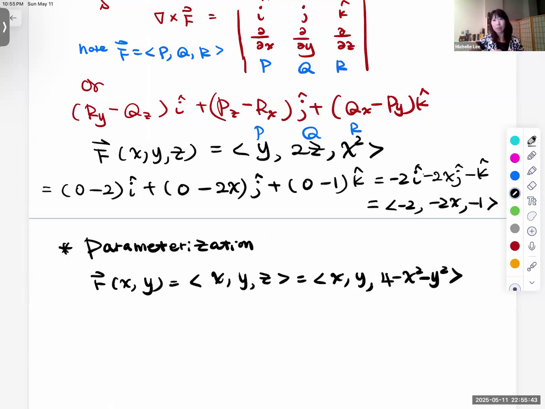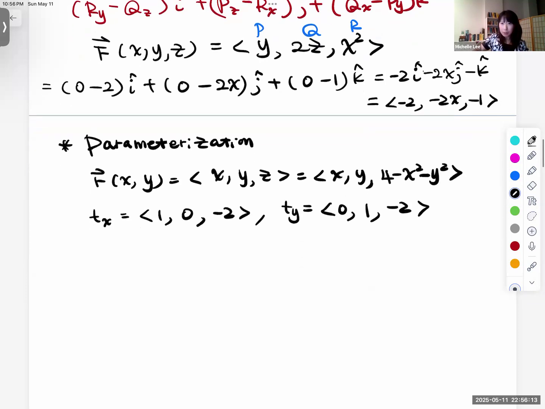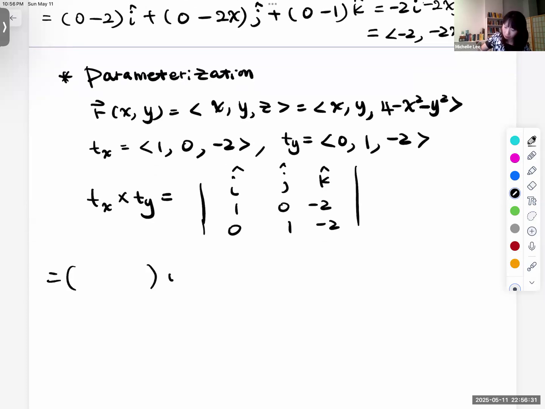Okay, let's find out the tangent vector, right? So tangent vector of x. We're looking at the partial derivative with respect to x. Then we get 1, 0, negative 2. And how about the partial derivative with respect to y? Then 0, 1, -2, right? Okay, let's make a cross product of two tangent vectors. Then we get ijk. Then we have 1, 0, -2, 0, 1, -2.